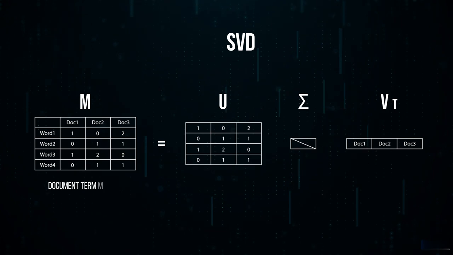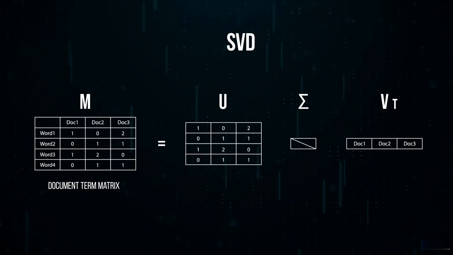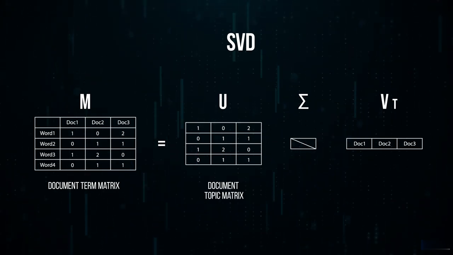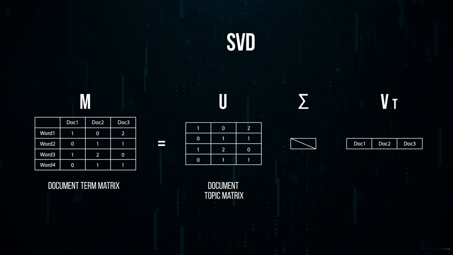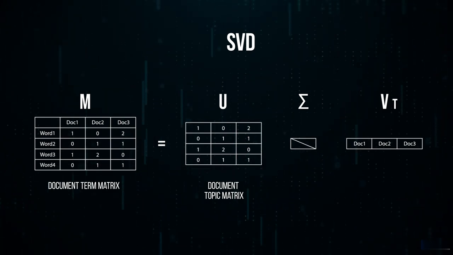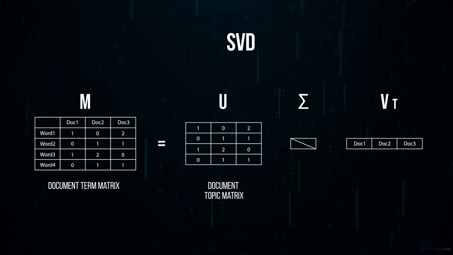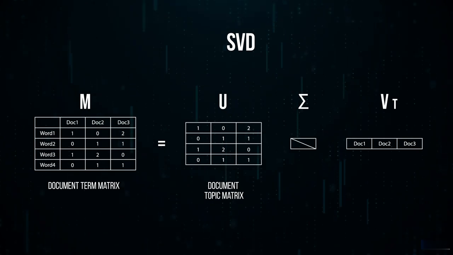M is our document term matrix, where our rows are each individual document and our columns are our terms. The values just express whether this term is in this document. U is a document topic matrix, so instead of our terms, our columns are our topics.